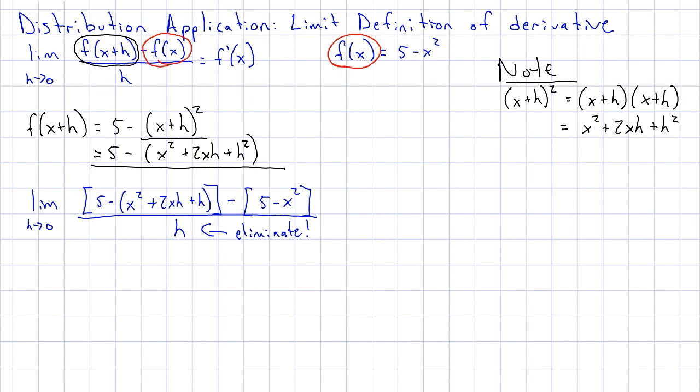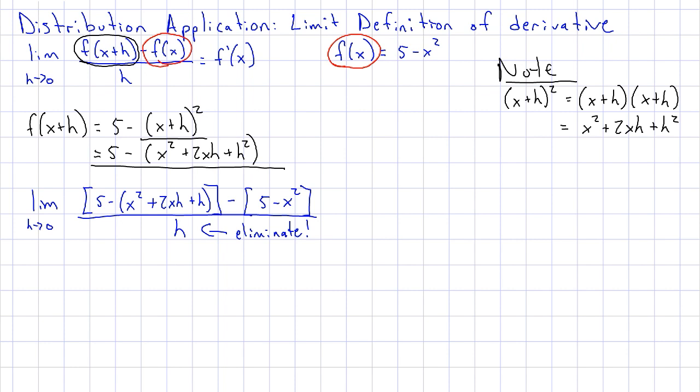But I need to be able to factor out an h in the numerator in order to do that canceling, in order to do that elimination. And this is why we had to distribute. This is why we had to FOIL, because we need to be able to simplify that numerator. So let's go ahead and do that.